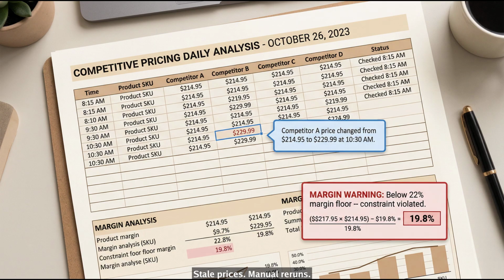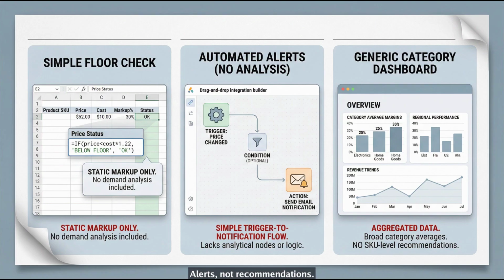Then someone asks what happens if the margin floor drops to 20%. The spreadsheet does not rerun itself. A spreadsheet formula checks one constraint at a time. An integration notifies you when a competitor changes a price, but cannot calculate what your price should be. A category-level dashboard shows averages. None of them weigh elasticity, margin floors, and seasonal adjustments together per SKU.